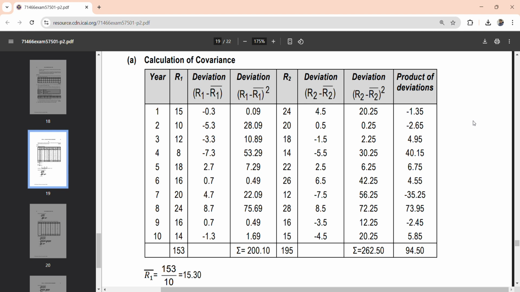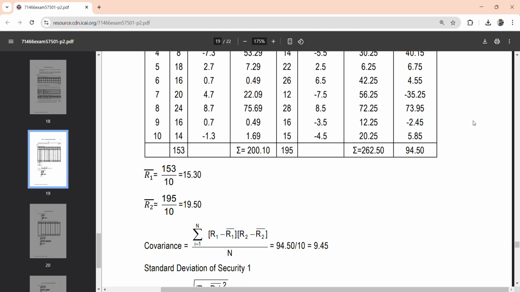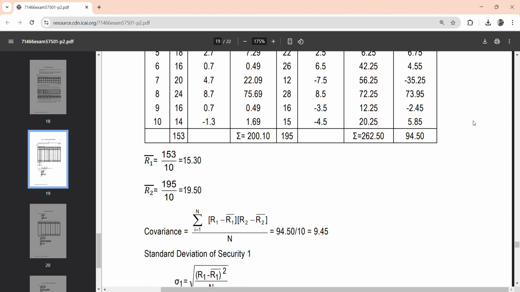You have to do this for each year, so that the deviation square will come to 200.1 in case of R1, and in case of R2 it will be 262.5. If you do the product of the deviations, that will give you the answer as 94.5. And covariance is nothing but 94.5 divided by 10. Be very careful, because some candidates tend to divide by 100 and arrive at a wrong value; it is 9.45. Specifically, 1 mark will be allocated for this.